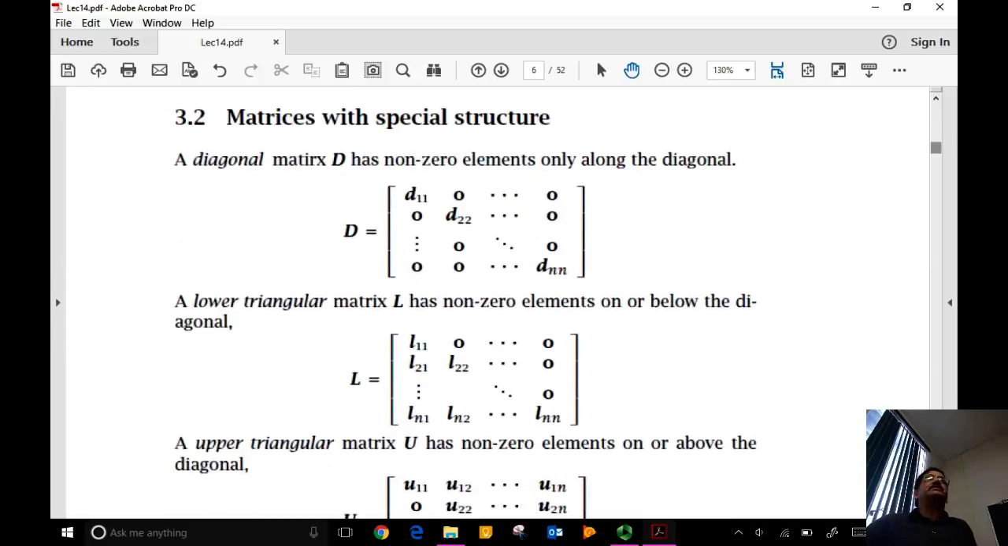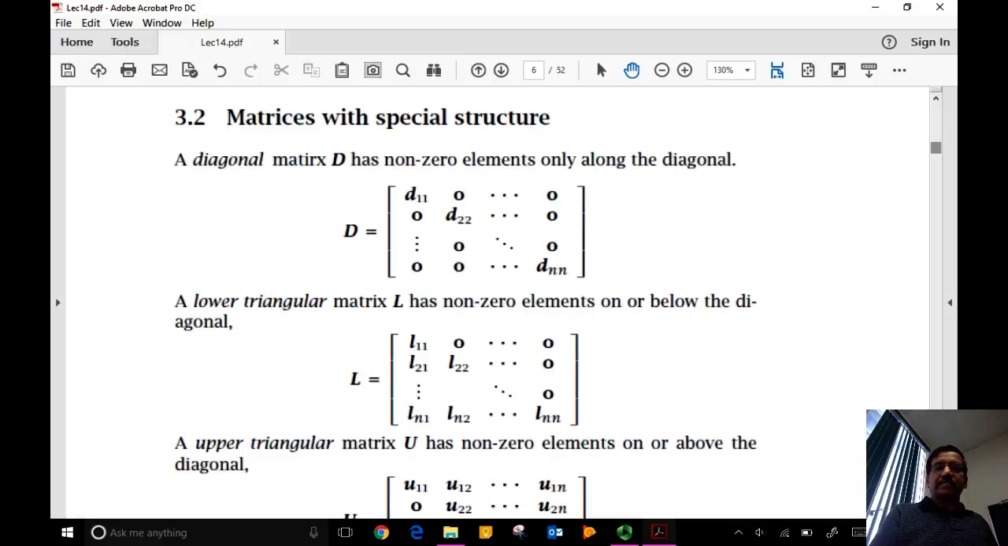There are lots of matrices with special structures. One of the most important structures is the lower and upper triangular matrix. It's extremely useful in solving large systems of linear equations. It's called the LU decomposition of a given matrix. And it is important to understand this concept and relate it to the Gaussian elimination method.